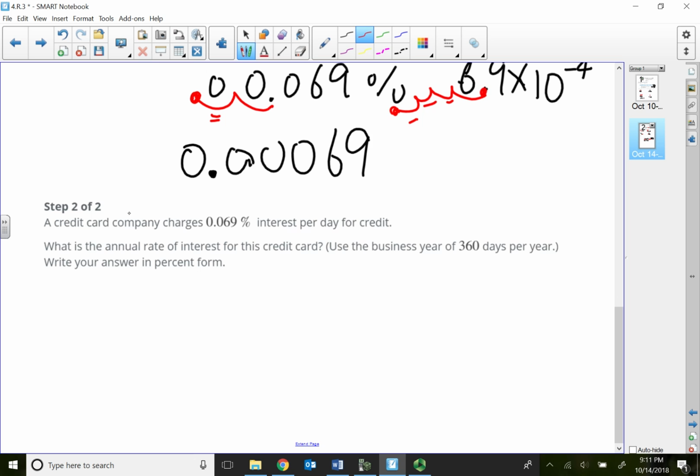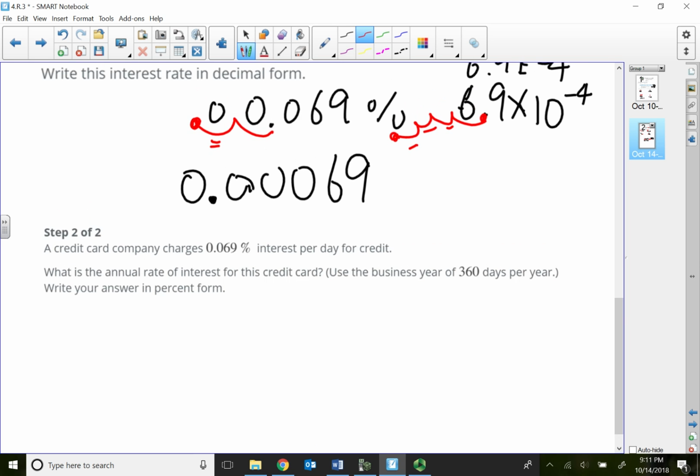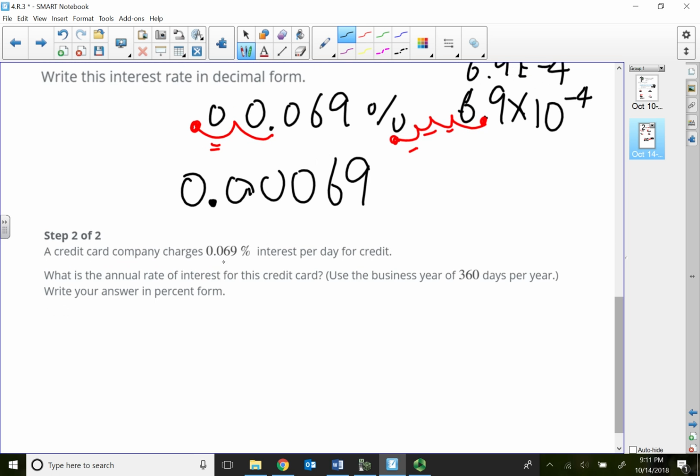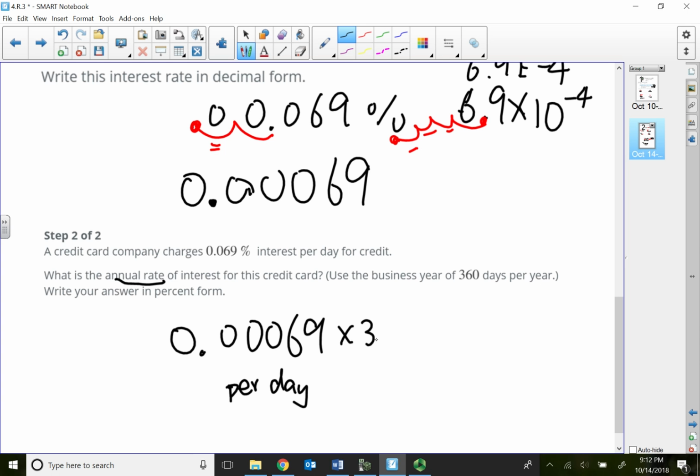Now, this is step 2 out of 2 for this particular problem. All right, what is the annual rate of interest? So this 0.069% is per day. What is the annual rate of interest for this credit card, assuming the business year is 360 days? All right, so I actually turned my 0.069% already into a decimal, which is 0.00069. So this is per day, for 1 day. So annual rate, that will be for 360 days. So I times by 360.